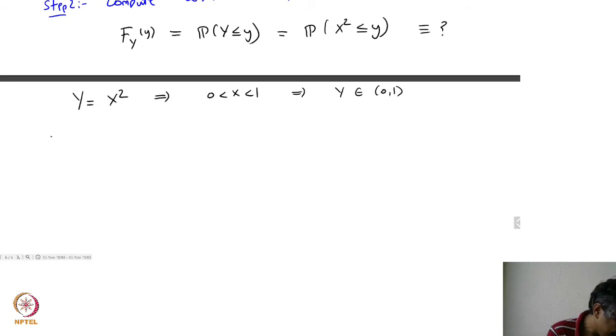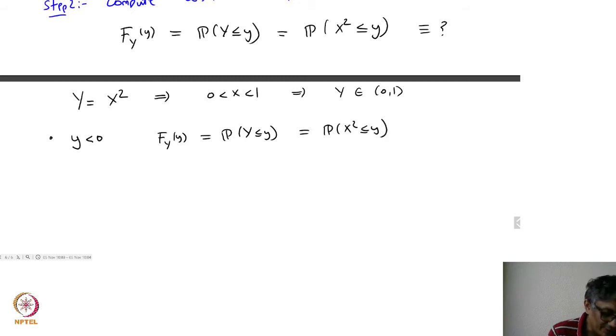First observation: if y is negative, let's go step by step. If y is negative, F sub Y of little y is the same as the chance that Y is less than or equal to y, which equals the chance that X squared is less than or equal to y. But that's going to be 0, because X squared can never be negative. So here you can use the fact that X squared is always non-negative, so the probability that X squared is less than or equal to y has to be 0. That's just a fact.